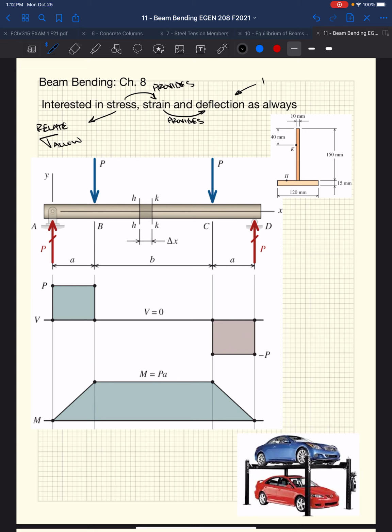So we're always looking at deflection because it provides equations for solving unknowns, which we'll get to in quite a while, and deflections in beams, we're going to relate that to an allowable deflection, okay?